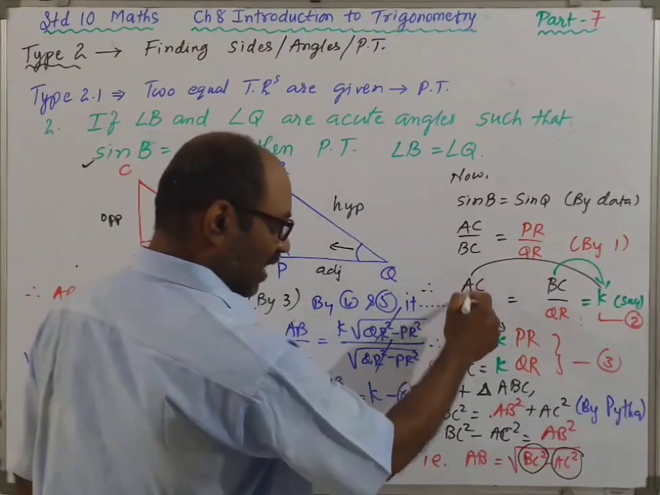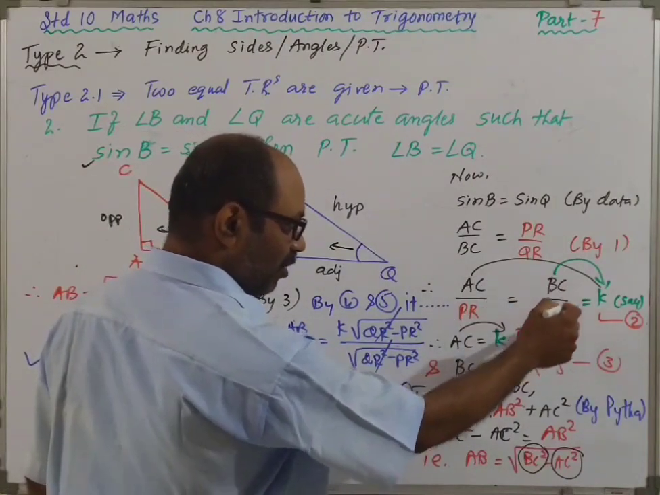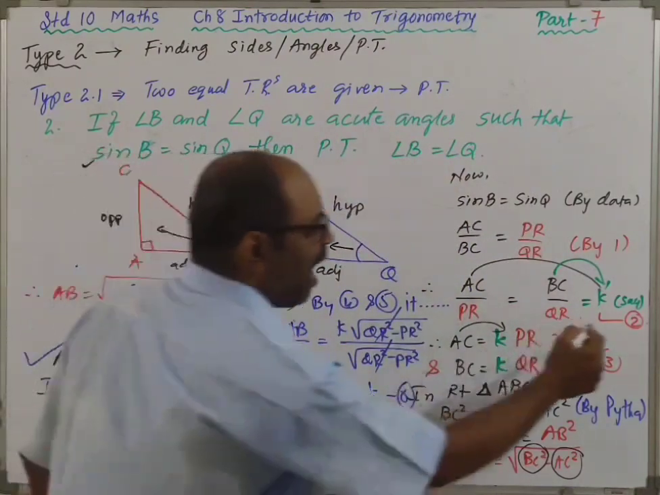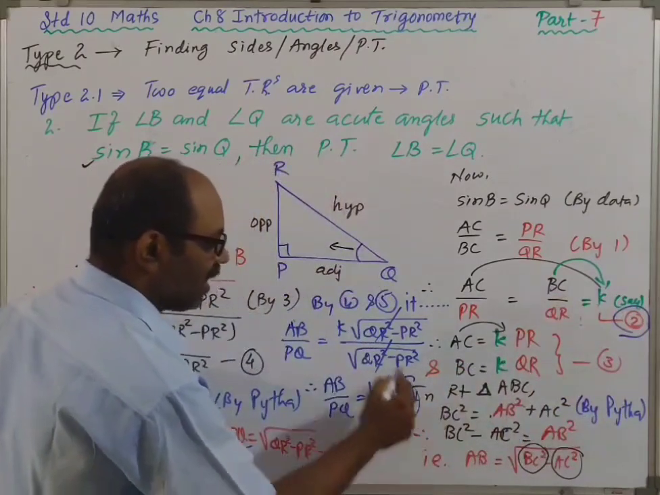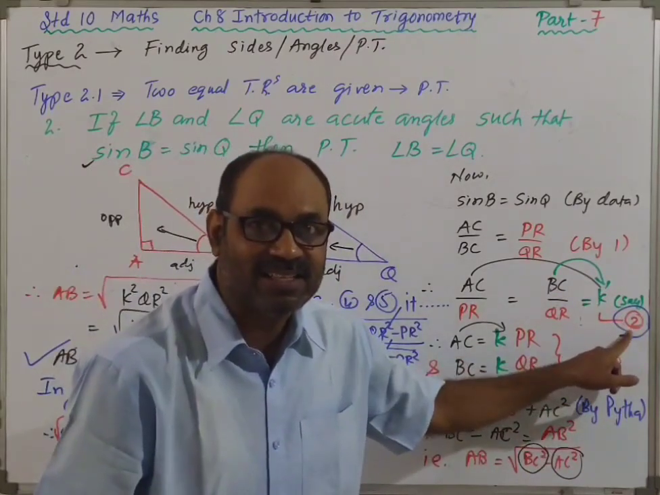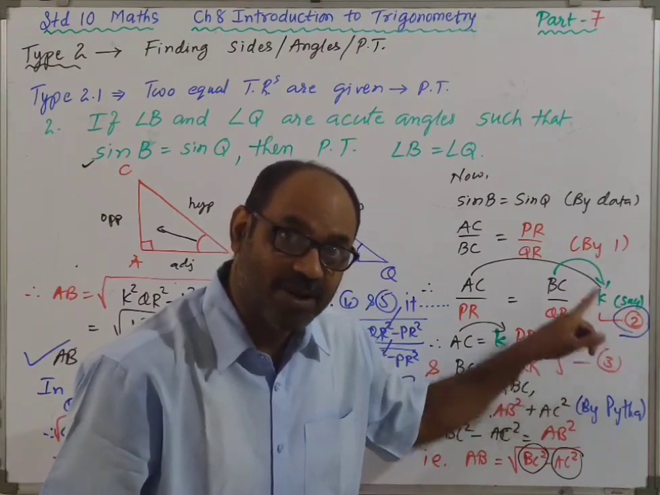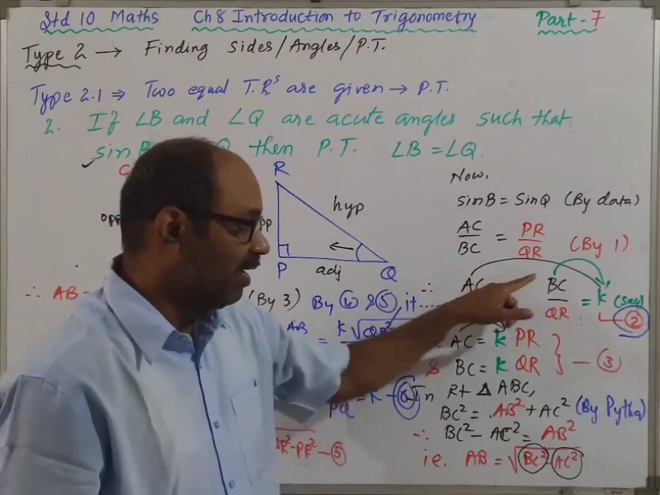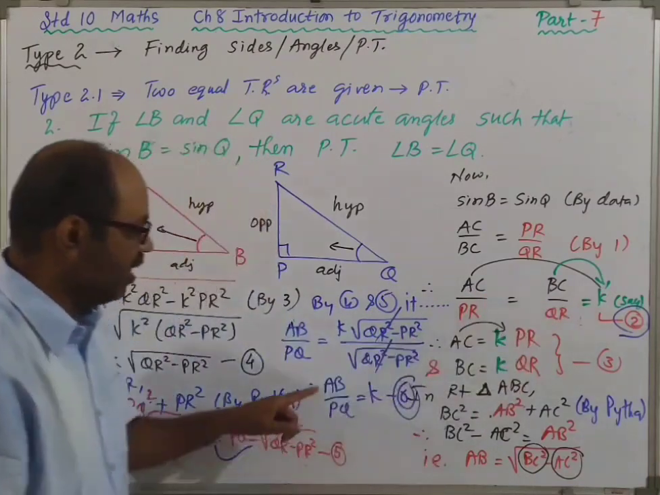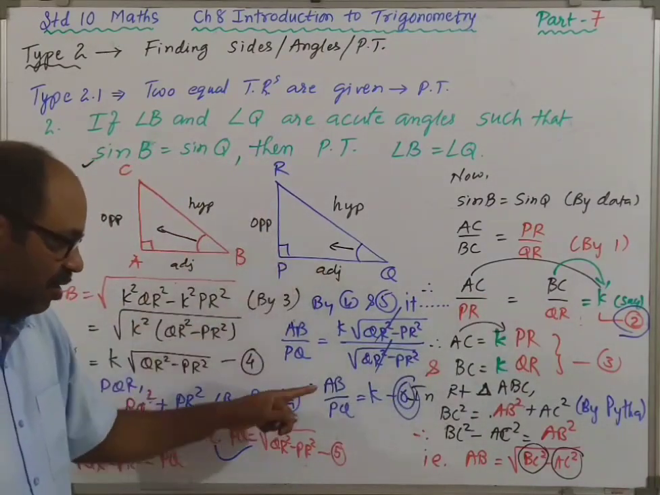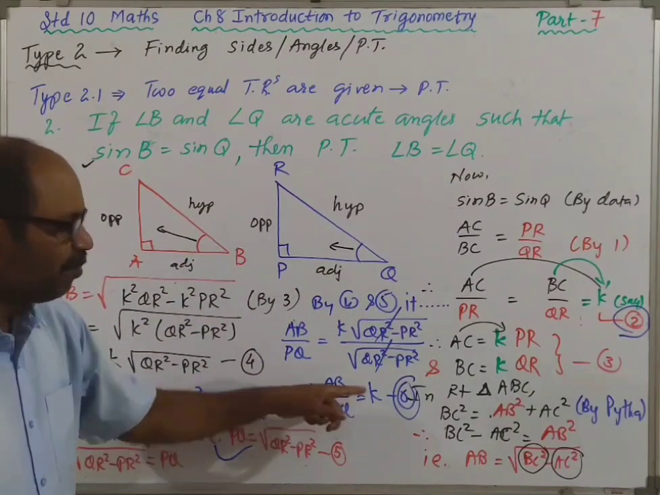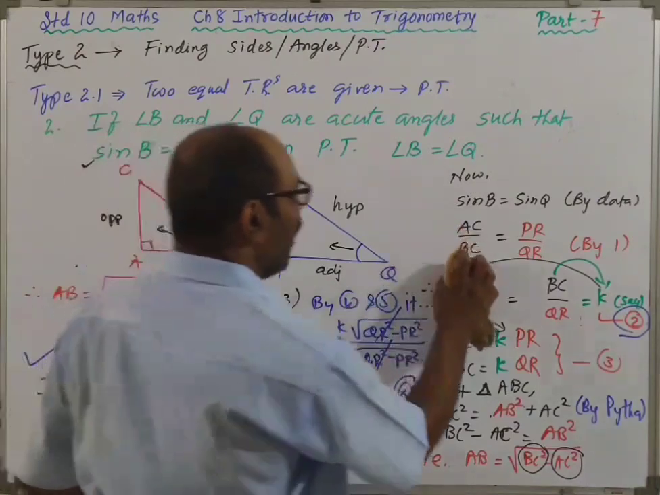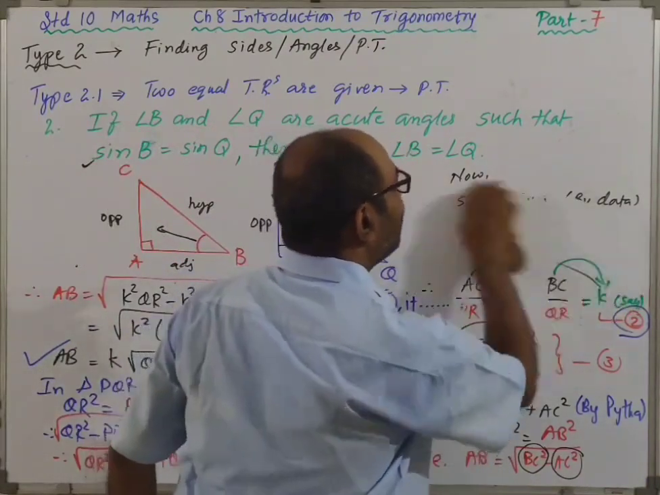Arey children, AC upon PR equal to BC upon QR is equal to K. And now AB upon PQ is also K. So by result 2 and result 6, if you remember, I had cancelled this result number. But then I put it again because I knew it was required later. So here, AC upon PR equal to BC upon QR equal to K. And now we got the third corresponding ratio of side. AB upon PQ is equal to K. So what can I do now? Fine. All right.